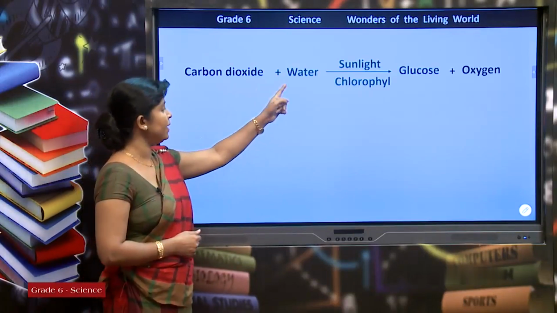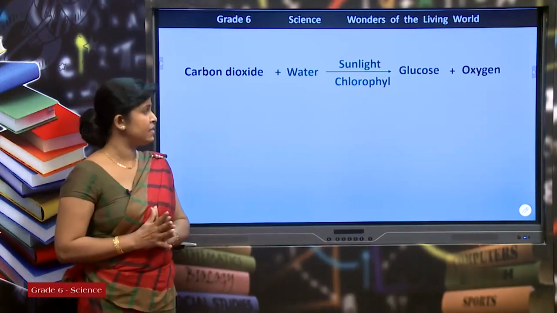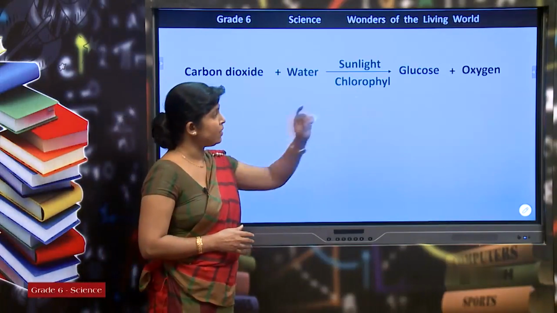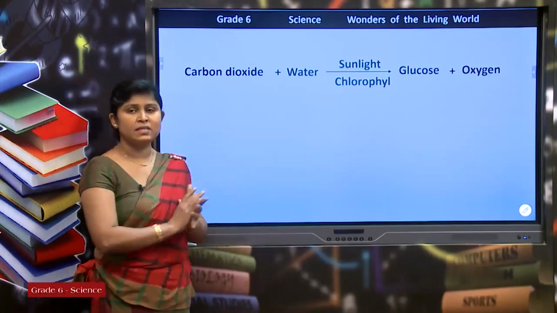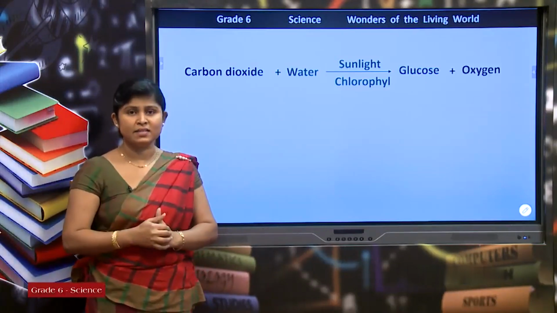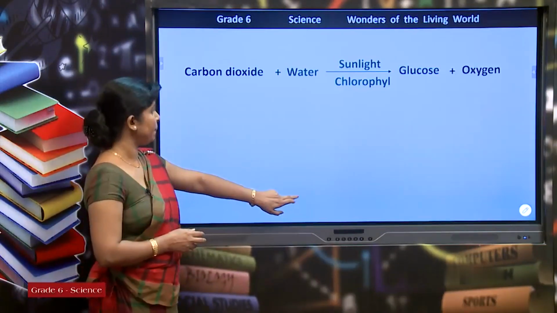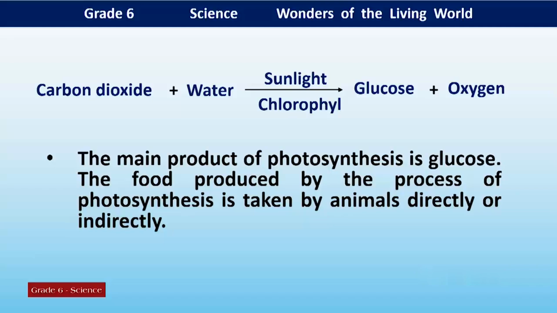Then here are the raw materials of the process of photosynthesis. Then glucose and oxygen are the products. Out of the products, glucose is the main product while oxygen is the byproduct. The main product of photosynthesis is glucose.